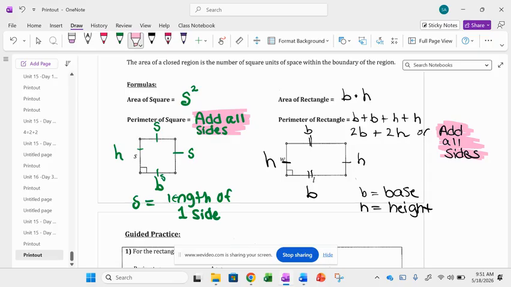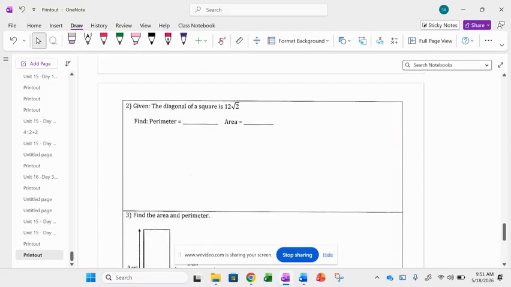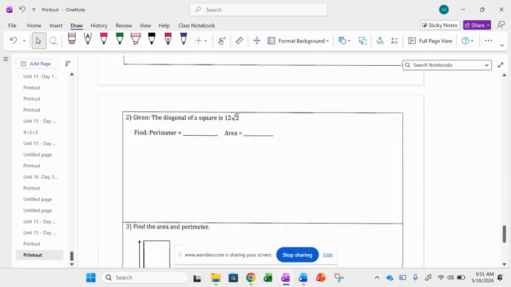So those are the only two formulas we're going to work on today. Skip some of these problems, not do all of them. Okay.